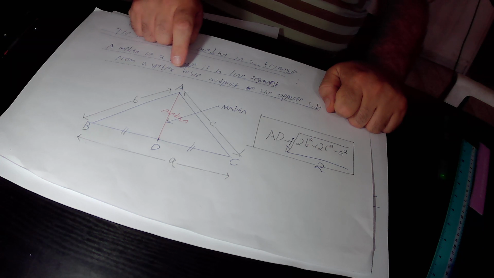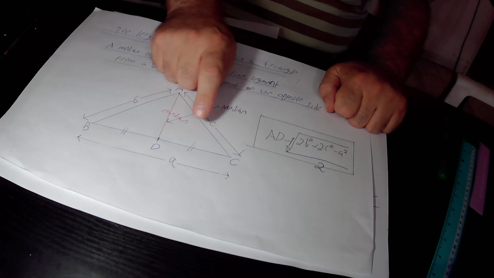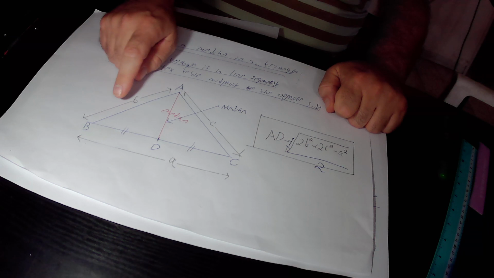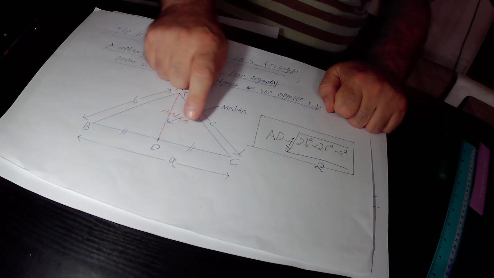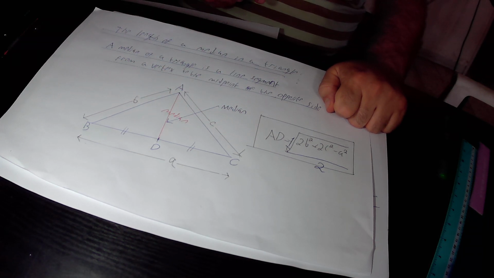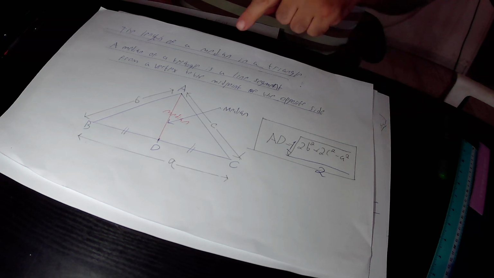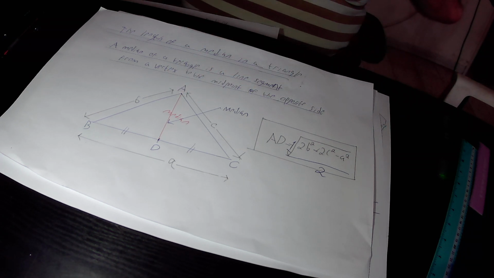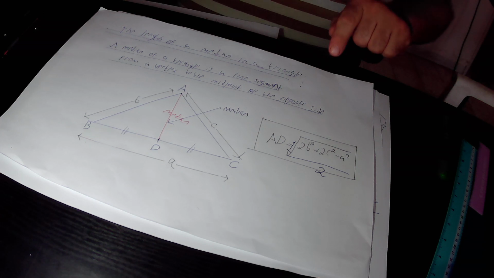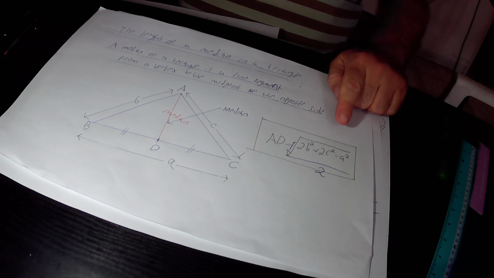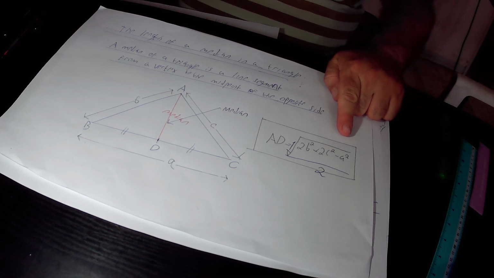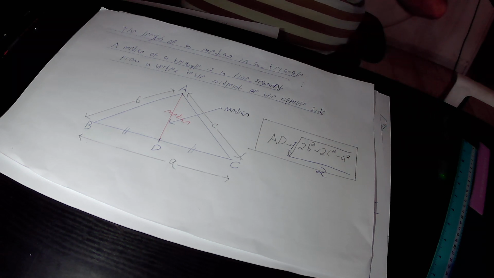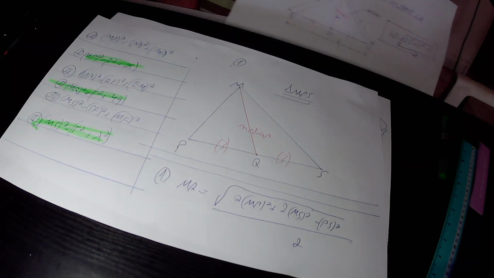That is to say, the median AD bisects side BC into two halves. Each half equals BC over 2. So BD equals DC equals BC over 2. But what is the length of the median AD? The length of the median AD equals the square root of (2b squared plus 2c squared minus a squared) over 2. So you can implement the formula in order to find out the length of the median MQ.